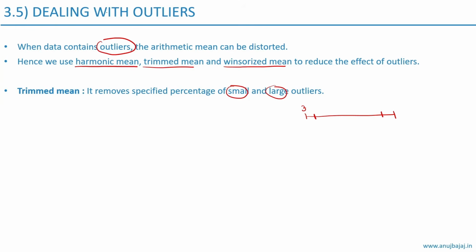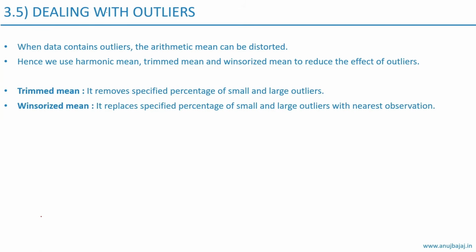So we have 30 small outliers and 30 large outliers. And we are left with 240 observations. Now we just add up these 240 observations and divide them by 240. And we get the arithmetic mean, which is referred to as the trimmed mean. This is one way of dealing with the outliers, where we simply remove the observations and calculate the mean from the remaining observations. The second way to deal with the outliers is the Windsorized mean.